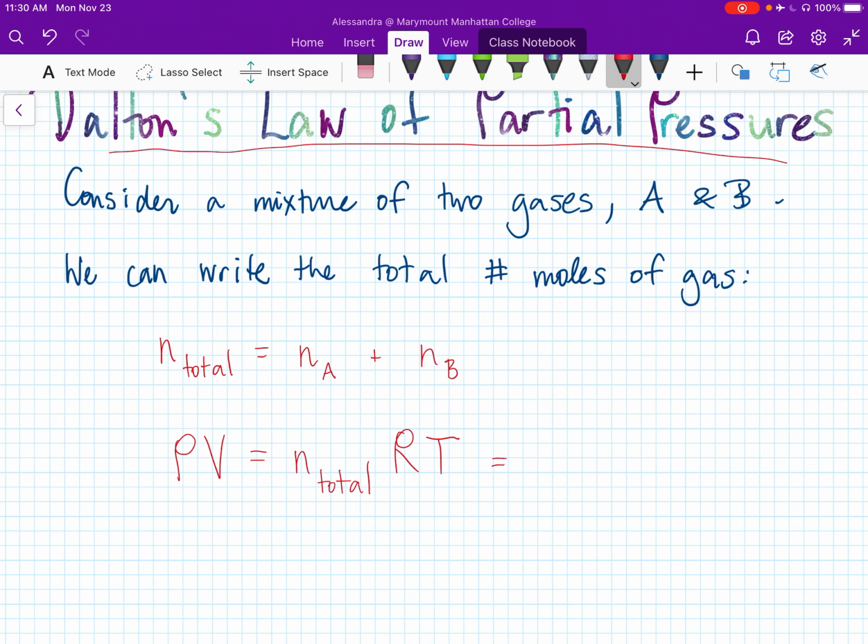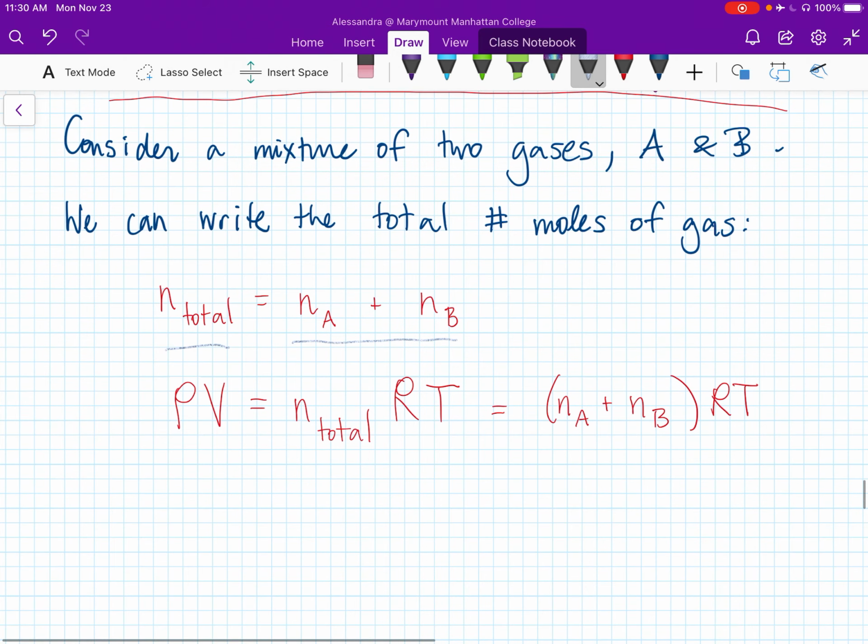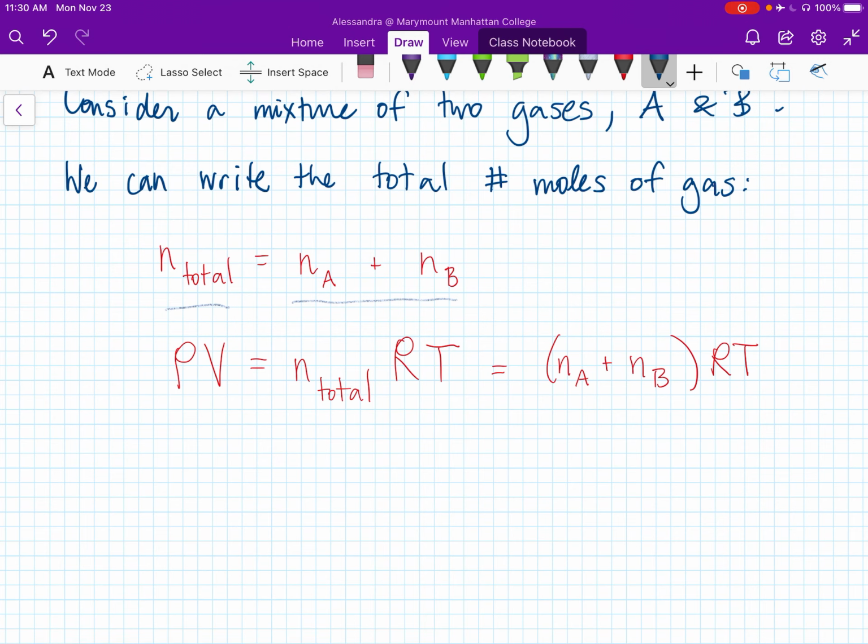So another way that we could write this is that PV equals (NA plus NB) times RT. Okay, so there I just substituted this expression in for N total. All right, so now I can distribute the RT through. If I distribute the RT through, it's apparent that PV is equal to N sub A times RT plus N sub B times RT.